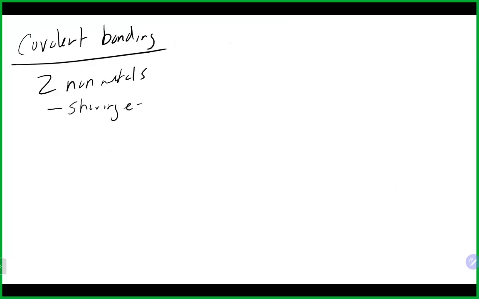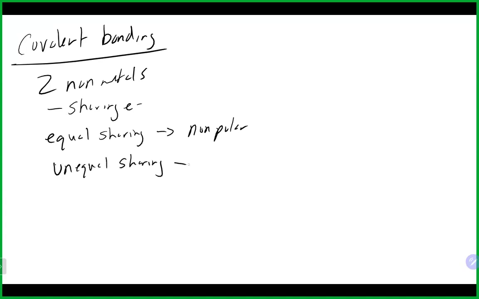And covalent bonding is always between 2 nonmetals. And with 2 nonmetals, we actually have sharing of electrons, right? And the sharing could be equal sharing, and equal sharing of those electrons is what is known as a nonpolar covalent bond. Unequal sharing of those electrons is what is known as a polar bond.